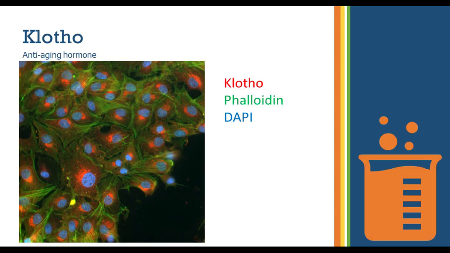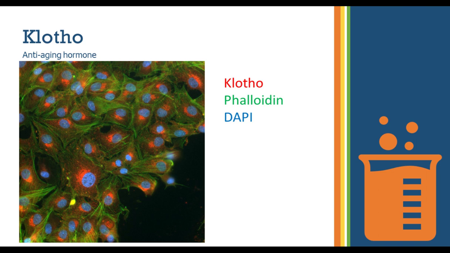So here's an example of our klotho staining, and again, klotho is the anti-aging hormone. I've got the legend on the right listing the different colors. I didn't think about this ahead of time, but I do apologize if you are red-green colorblind, because I put klotho and phalloidin in red and green. So I do apologize about that.